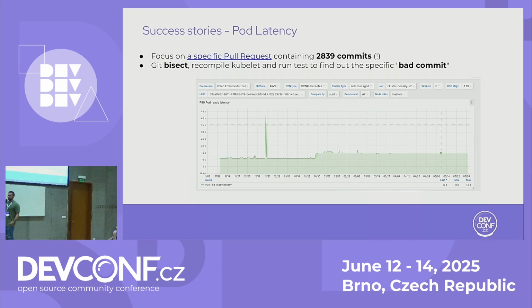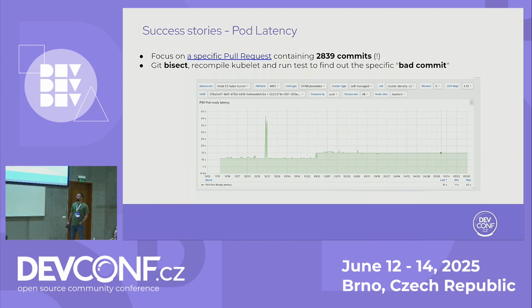Okay, just a short description of this. We have found a pod latency regression from a PR that was holding more than 2,500 commits. And we narrowed down the issue and found the culprit commit. This was last week, across such an amount of commits. So we can confirm that our framework is kind of working.